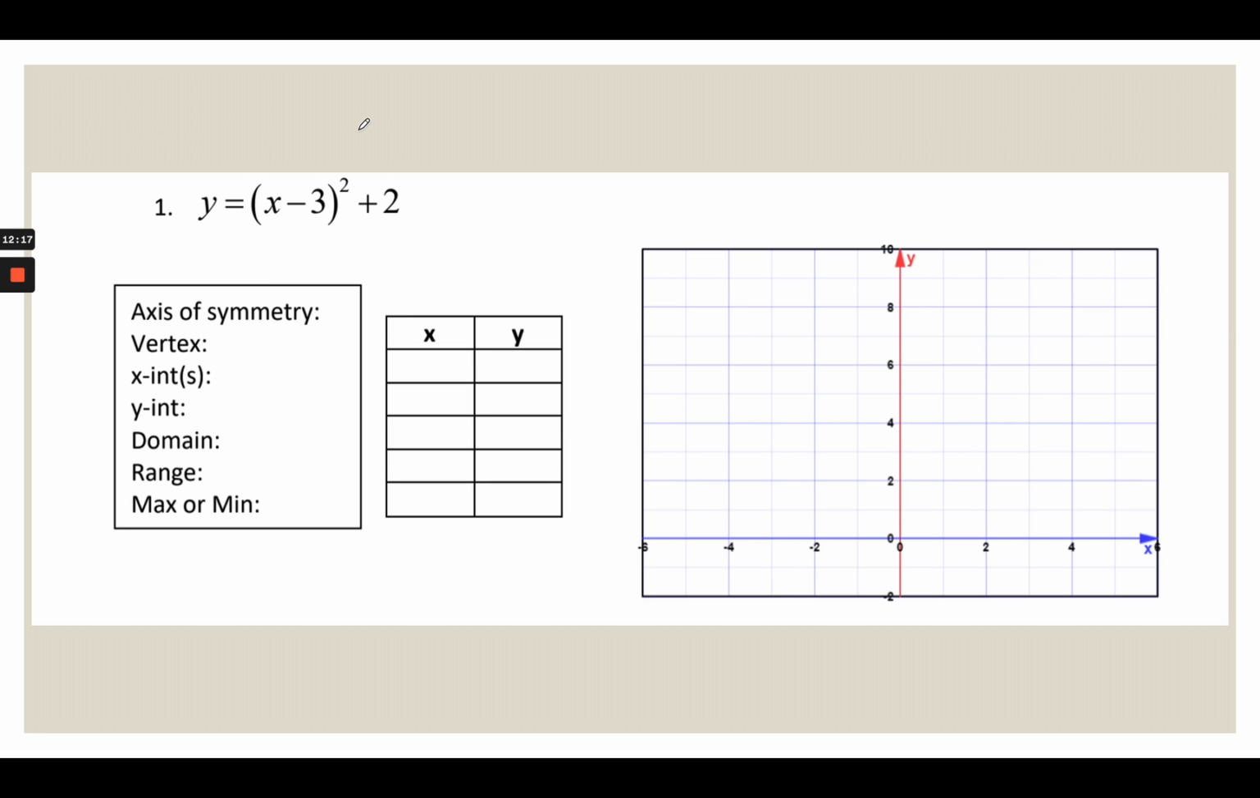If you remember from the first page on your notes, vertex form is written in the form y = a(x - h)² + k. Okay, and h and k, our vertex is equal to (h, k).